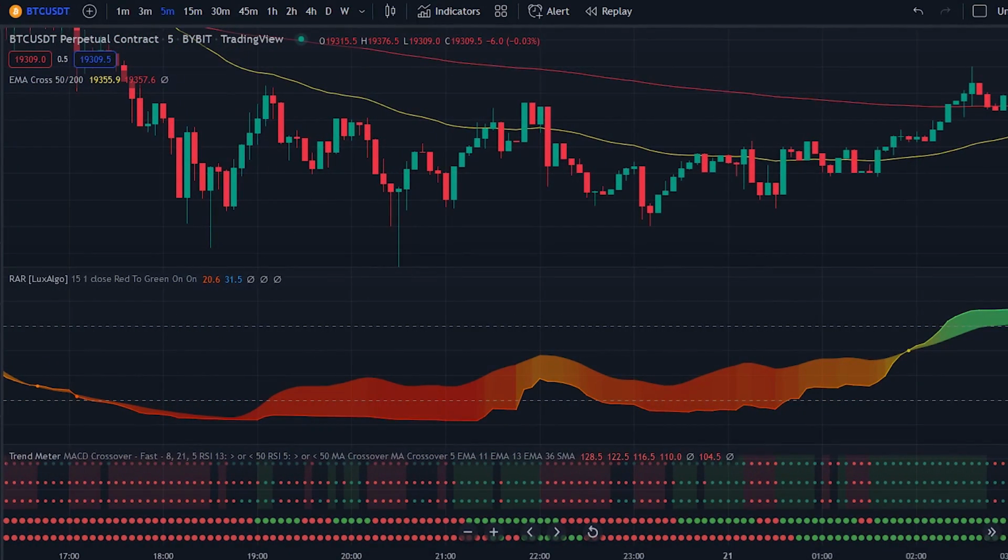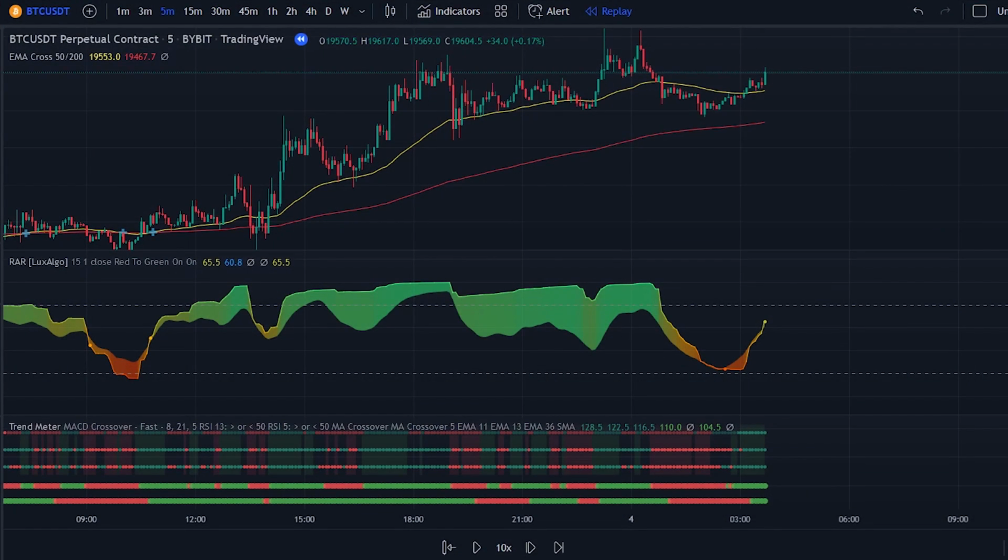Now let's take a look at when to enter into a position by using all three indicators. Let's first take a look at when to enter into a long position. Firstly, the 50 and 200 EMA must have crossed to the upside, indicating that we are currently in a bullish market.